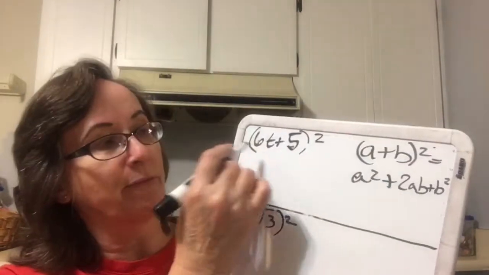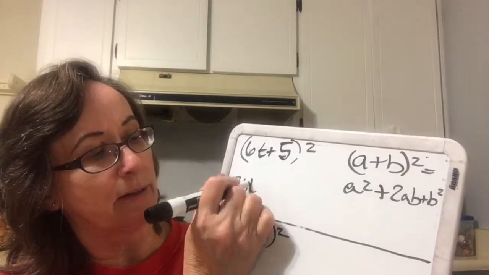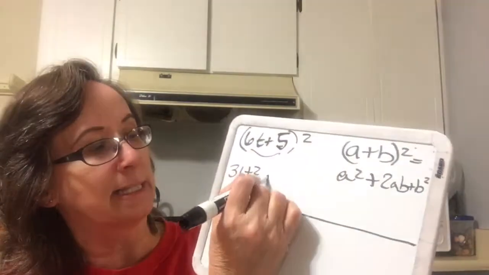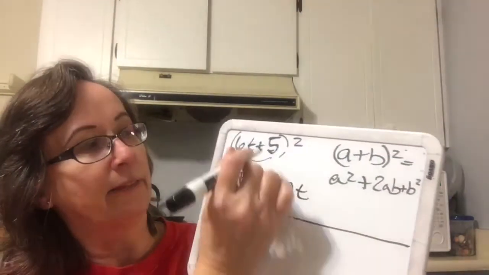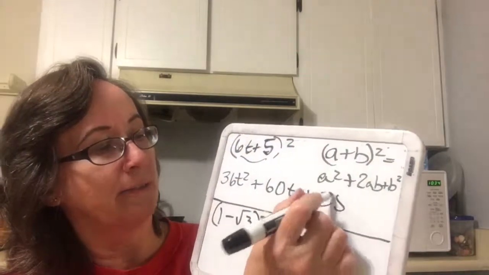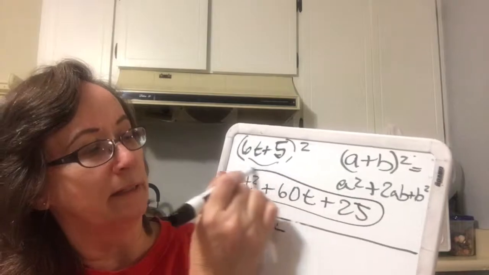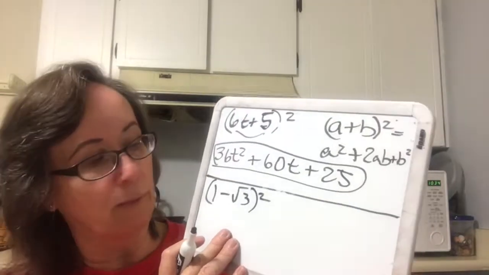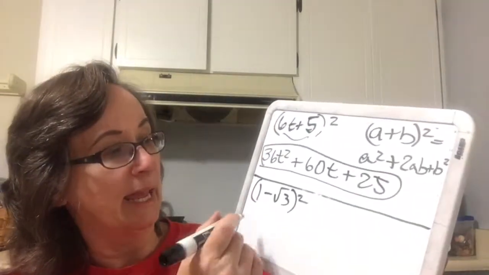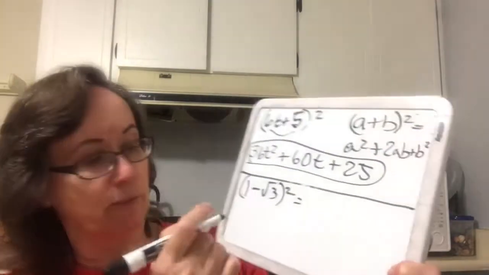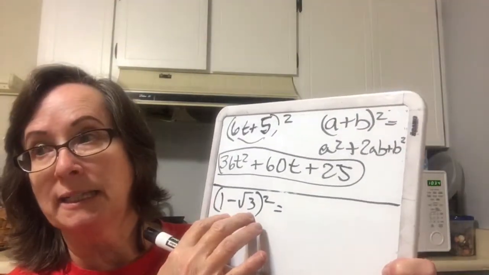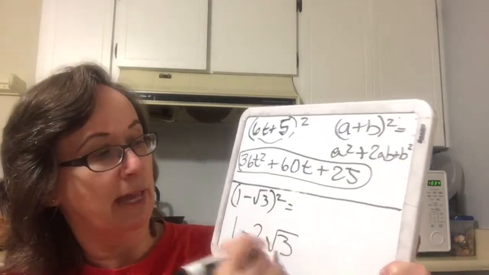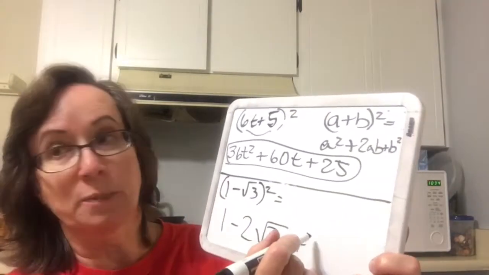So this squared is going to be first term squared, or 36t squared. The product of those two doubled, so that's a 30t doubled is a 60t. And the last term squared is a 25. And none of those will combine or simplify at all. So here we're going to do the same thing with a radical. And we're going to have the first term squared, which is 1. The product, negative square root of 3, doubled, which would be -2 square root of 3. And the last term squared, which is plus 3.